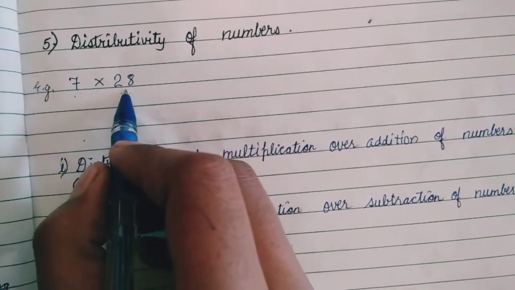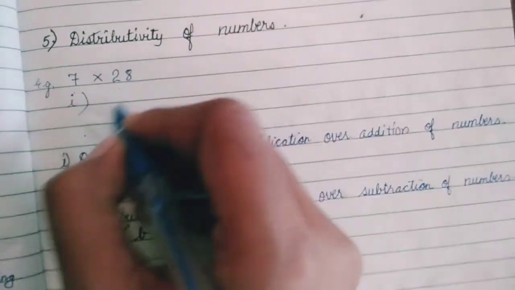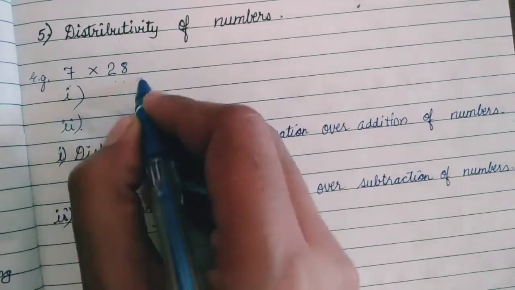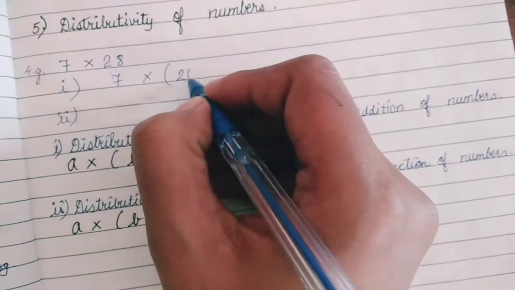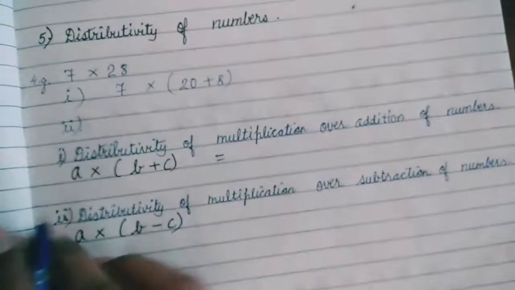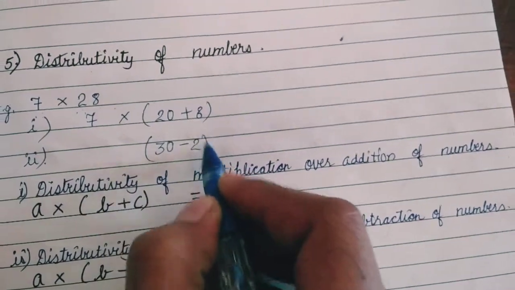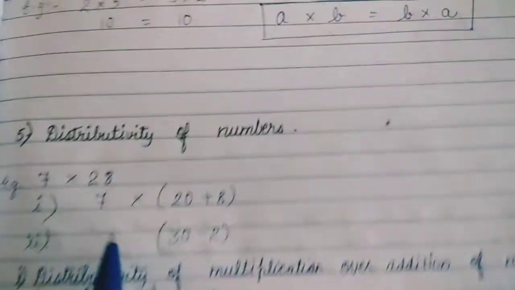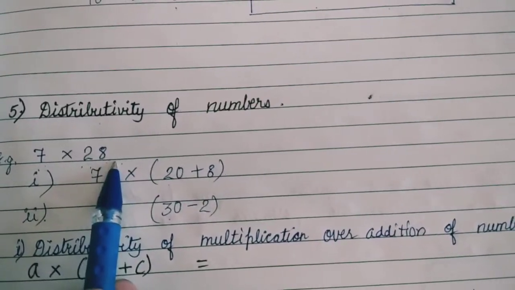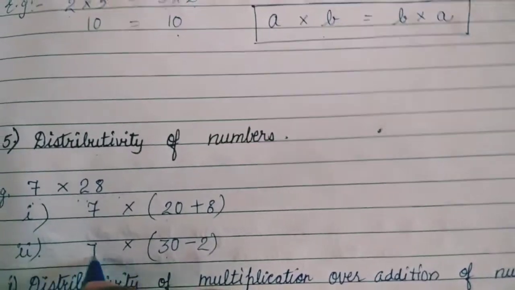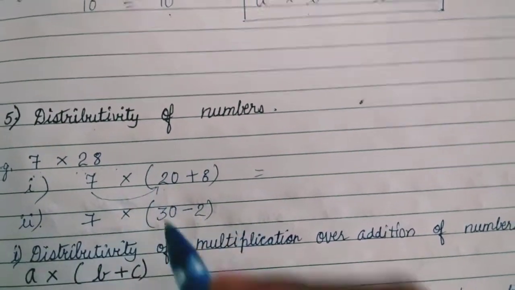So should we distribute this 28 in two forms? Okay, here is the first form and here is the second form. Can I write this 28 in the form of 20 plus 8? And this 28 can also be written in the form 30 minus 2. In both cases 20 plus 8 is 28, 30 minus 2 is 28, which is the same. Okay, now firstly 7 will multiply by 20.